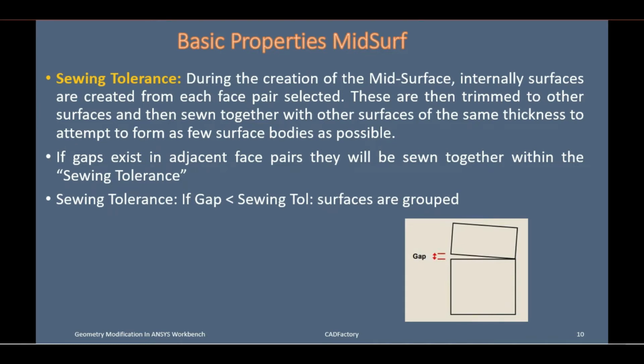So here you can find, if the gap between two created surfaces is less than the sewing tolerance, then the surfaces are grouped. Suppose there are two bodies having the same thicknesses, and a gap is created between the two surfaces, then we have to provide some sewing tolerance that will make it easy to create a single body instead of two surface bodies, right? Whenever the gap distance is less than the sewing tolerance, it will create a single body instead of two surface bodies. So this is a sewing tolerance.